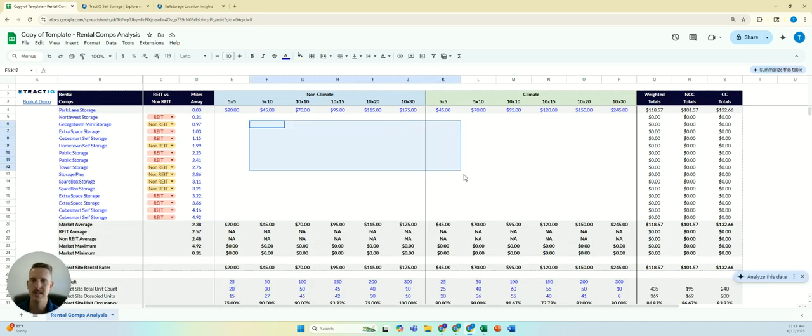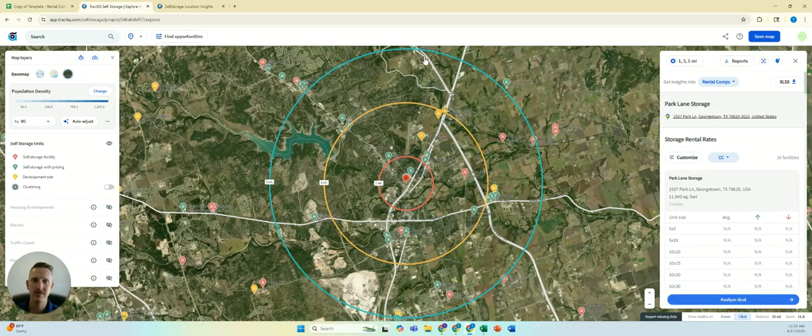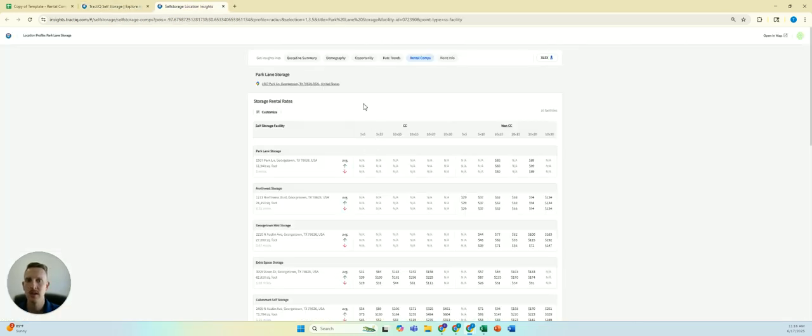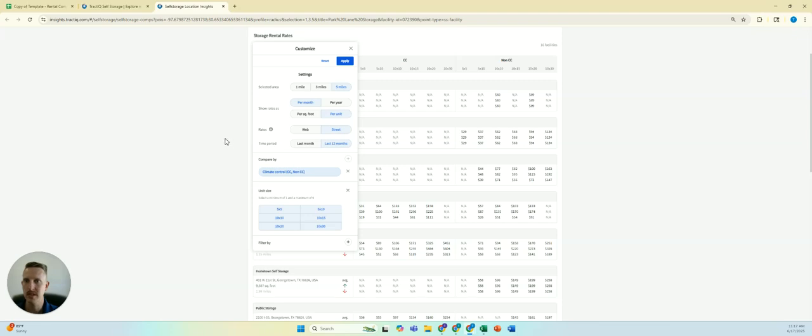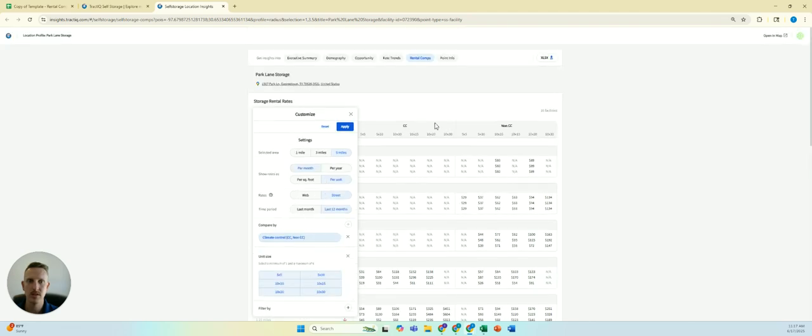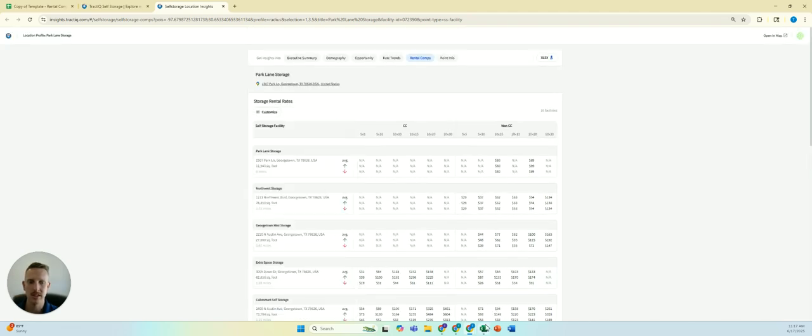So we want to input the data for our competitors now. So I'm going to open up TrackedIQ. I've got a 5-mile radius around Park Lane Storage in Georgetown, Texas, and I want to download some data. So I'm going to click Analyze Deal, which will open up this window. I'm going to go to the rental comp section and download some data. I'm going to customize my settings here a little bit. I want the average rental rate for the last 12 months. I want the street rate, and I want to show rates as per month and per unit. So I'm going to download that and open it up in Excel.